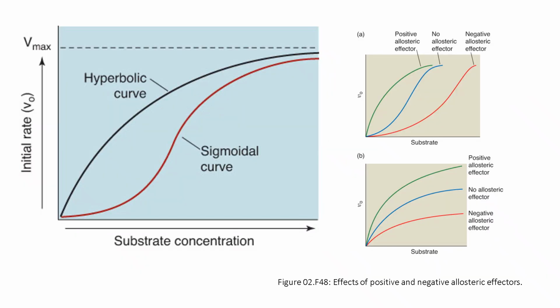This figure illustrates how positive allosteric effectors enhance enzyme activity, shifting the activity curve to the left. In contrast, negative effectors reduce activity and shift the curve to the right. Allosteric regulation is a central feature of enzyme kinetics, ensuring fine control over cellular metabolism.